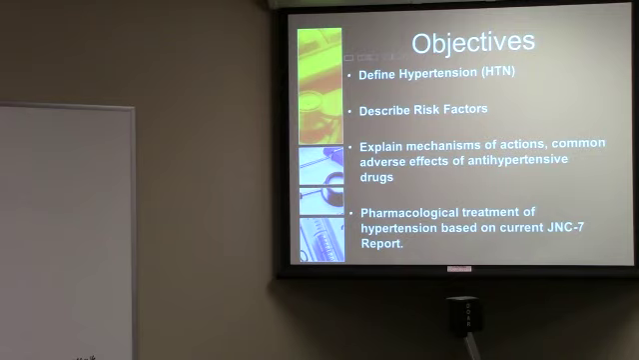So what we'll discuss today is we'll define what hypertension is. We'll talk about risk factors. And then we'll get into the actual drugs, and again, how those drugs work, common side effects, indications, contraindications. And then we'll be talking about the treatment of hypertension based off the JNC7 report, which is the Joint National Committee on the Treatment and Prevention of Hypertension. And that's what this presentation is basically based off of, at least the second part of it.